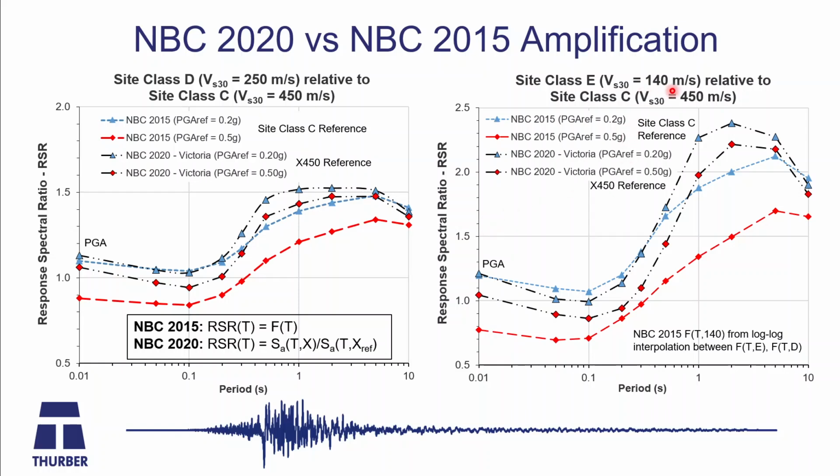Same thing with site class E. If we do VS30 of 140 relative to VS30 of 450, we get these response spectral ratios. Again, for 0.2 G, very similar in the short period range, higher for MEC 2020 in the long period range, and then that difference becomes much more accentuated when we start looking at 0.5 G, where it's higher at all periods.